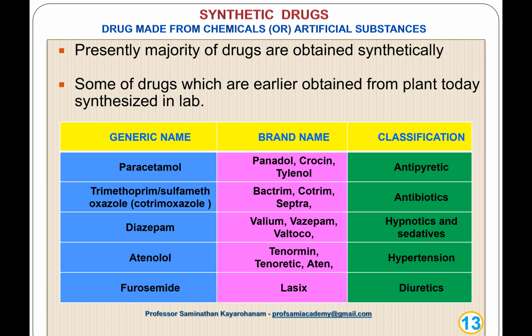Generic name atenolol, brand names Tenormin, Tenoretic, Azatone. It comes under the classification of antihypertensives. Generic name furosemide, brand name Lasix. It comes under the classification of diuretics.